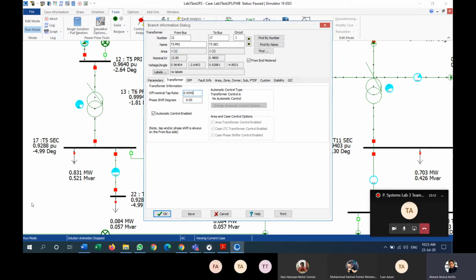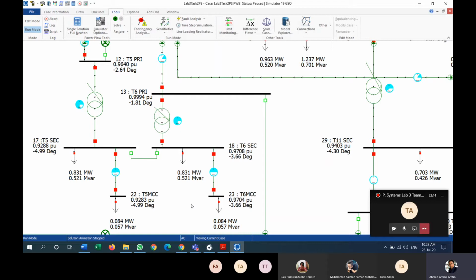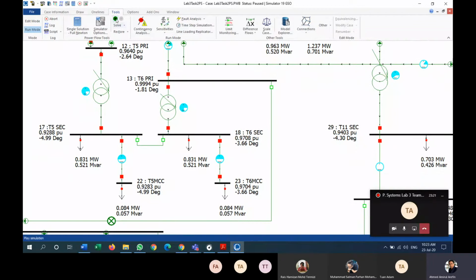So click it. This is 0.92 now. Now run. You see, it's increased. It's now 0.99, and it increased by a high amount. 0.9986.